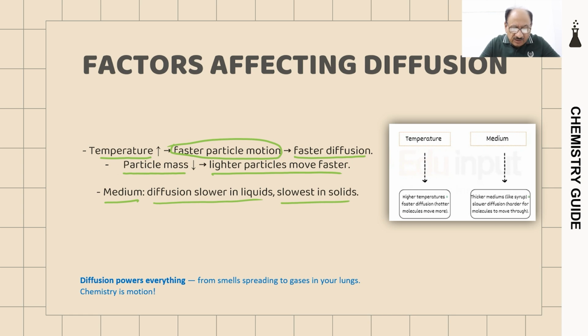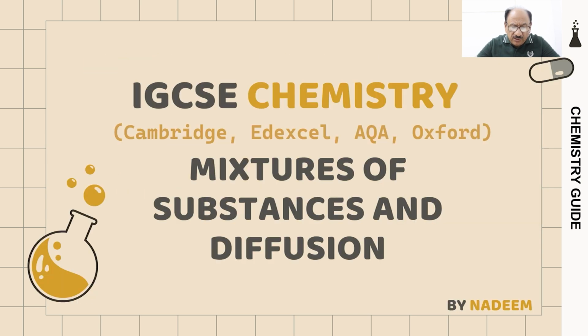Gases can diffuse quickly, as we know that gases have high kinetic energy, so their molecules can mix up together quickly, whereas liquids move slowly. Diffusion powers everything from smell spreading to gases in your lungs. Chemistry is motion.